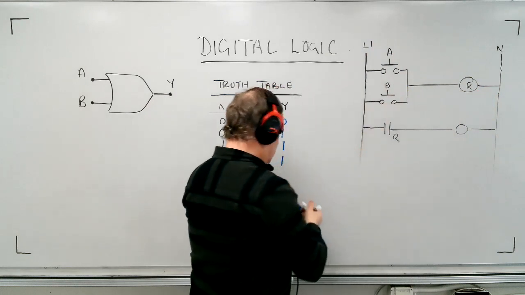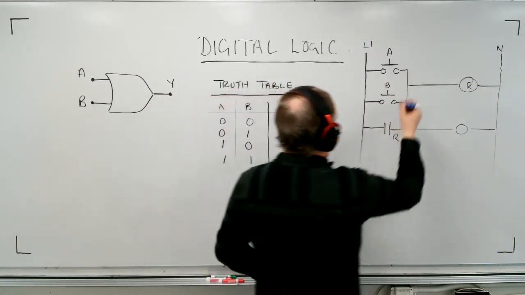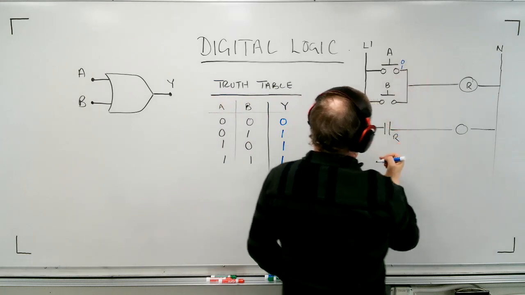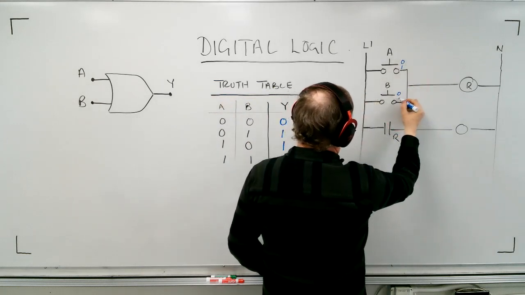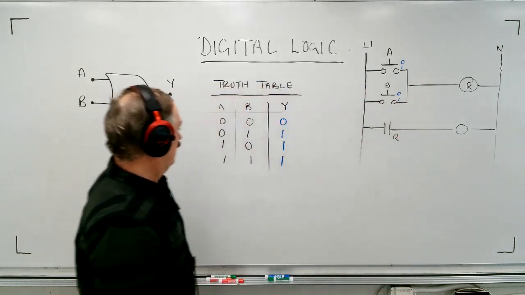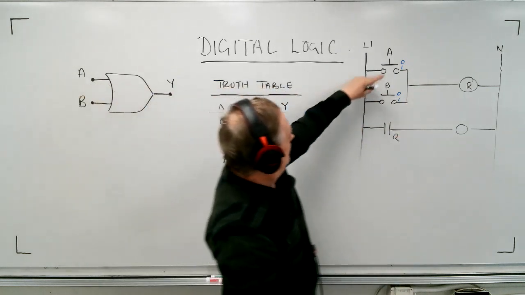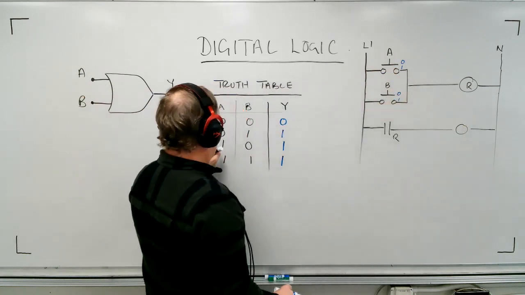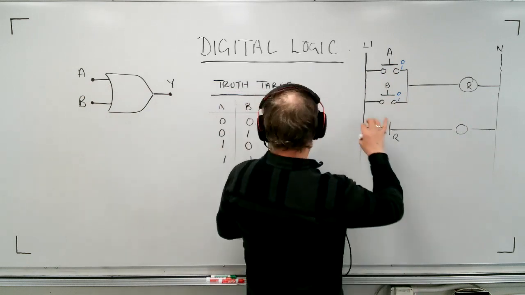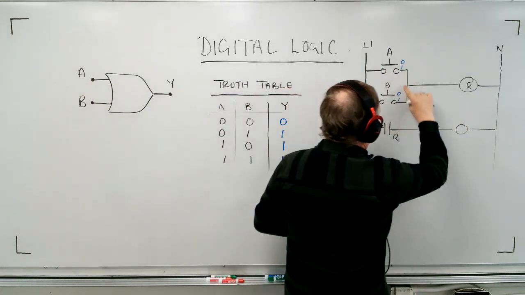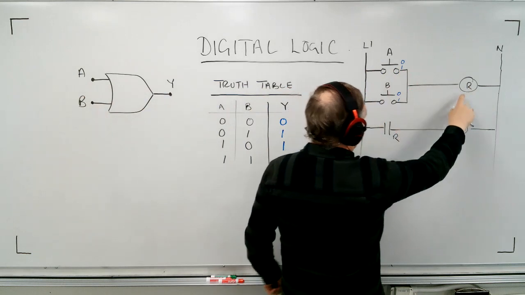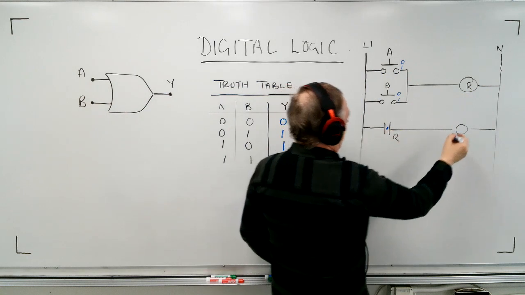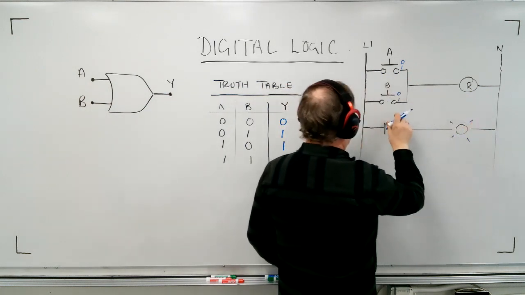Now remember, we need to give the conditions here, which is 0 means we're not touching the button, 1 means it's closed. 0, not touching, 1, we're pushing it, okay? So 0 and 0, we can see that nothing is going through to the relay. 0 and 1, as soon as we push down on B, we're going to have continuity. We're going to supply voltage to the relay. It's going to close, and the contact is going to close, and the light is going to come on, okay?